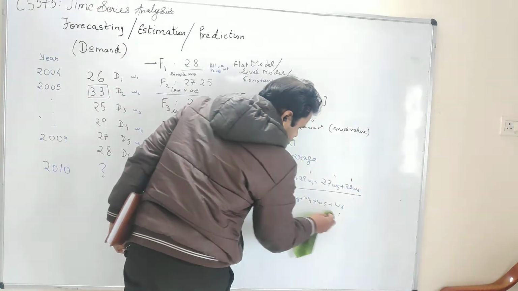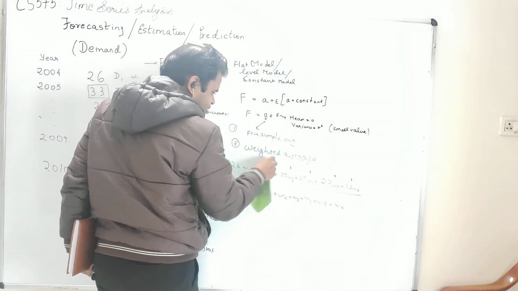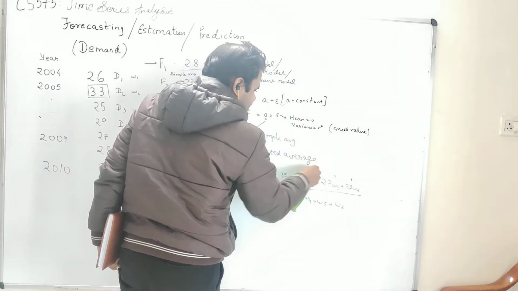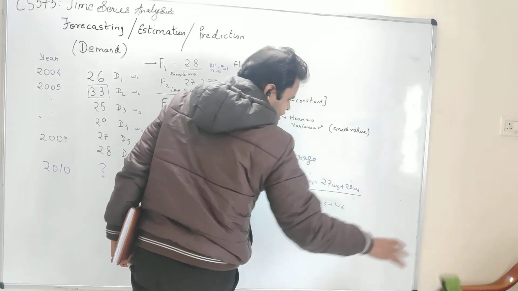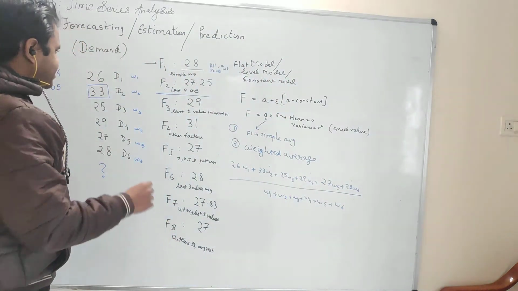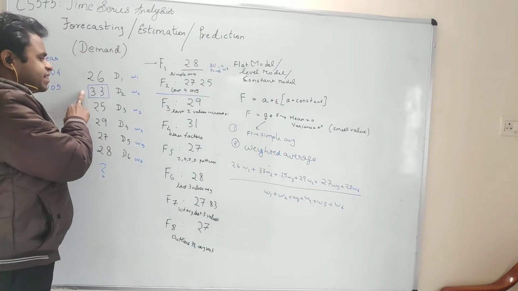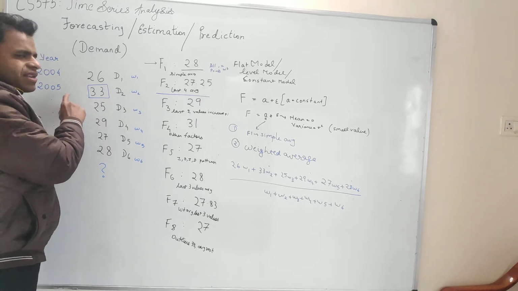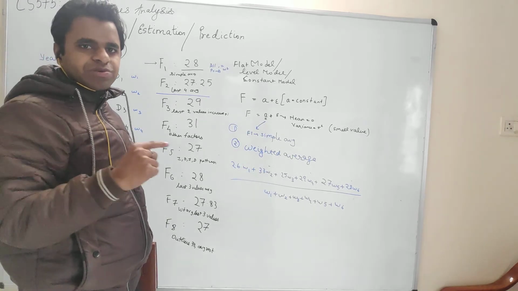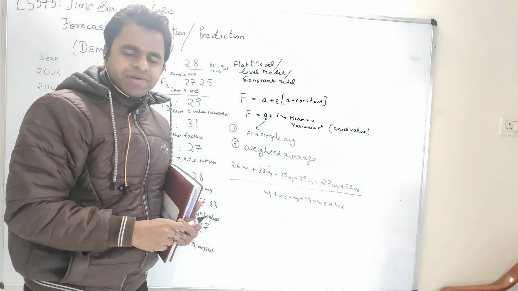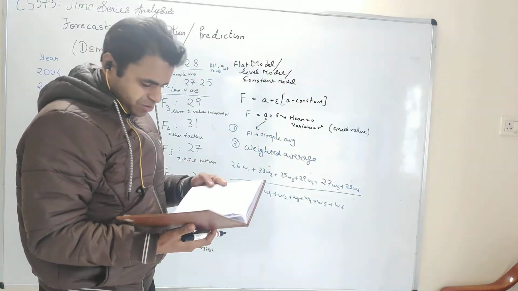So this was the concept of weighted average. It allows us to assign some kind of priority to recent values, right? And if you have an outlier, like in one of the examples you saw, this was an outlier. If I feel this is an outlier or a noise, I can assign a lesser weight to it so that this outlier does not impact my forecasting values.